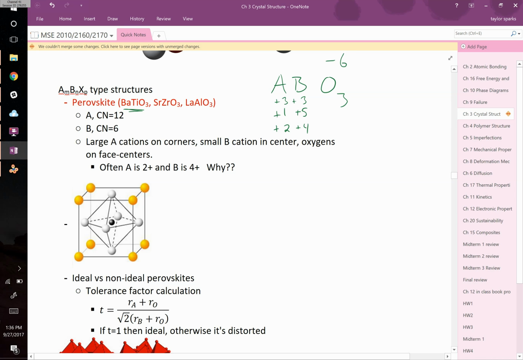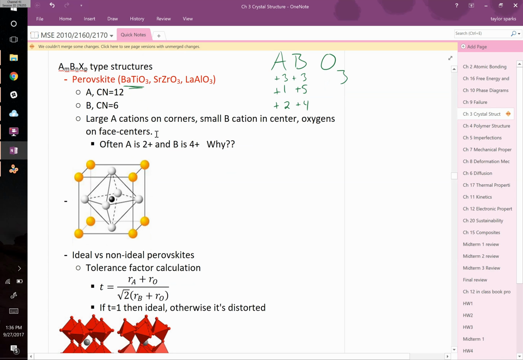So because there's so many different types of ions that can come together, that's what makes this such a flexible crystal structure. And that's why so many different compounds crystallize in this crystal structure. Because it's just so flexible. You can have lots of different ratios of charges and whatnot, okay? So in general, here are the rules about this one.